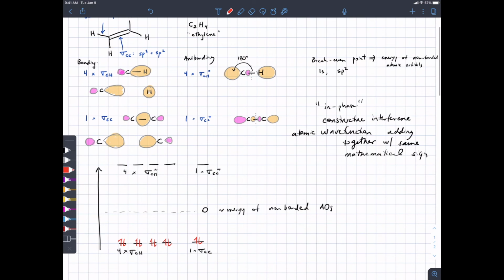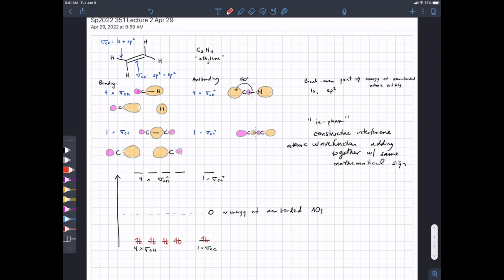Now, we've left out of our analysis this second bond, which we're going to call the pi bond. It's a carbon-carbon pi bond. Now, if you think about the hybridization of both of those carbons, we'll call them 1 and 2, they're both sp2 hybridized, trigonal planar.